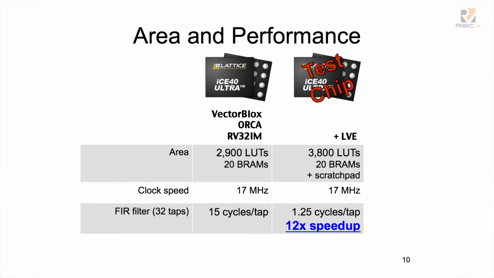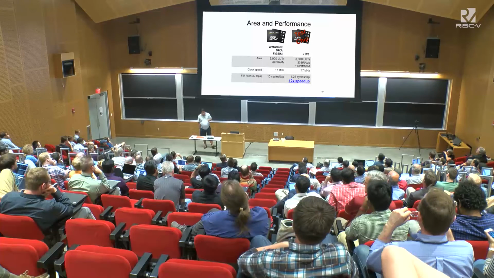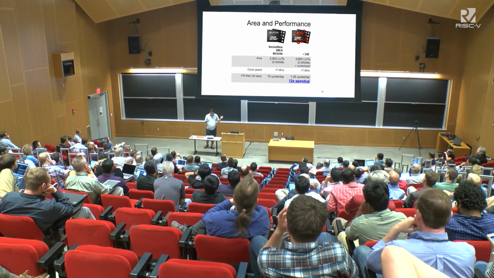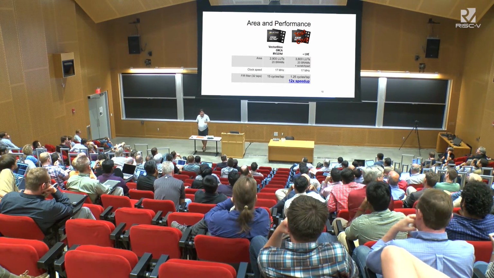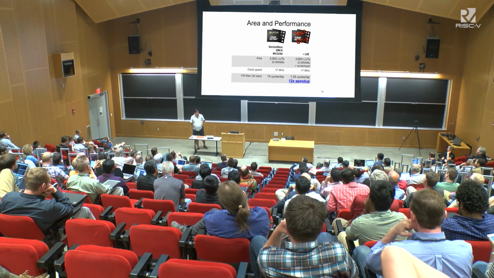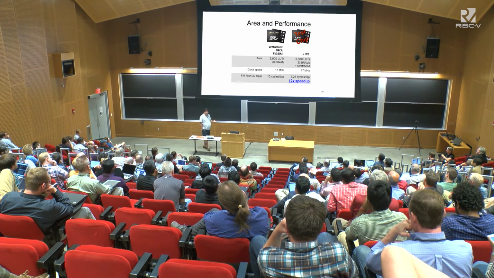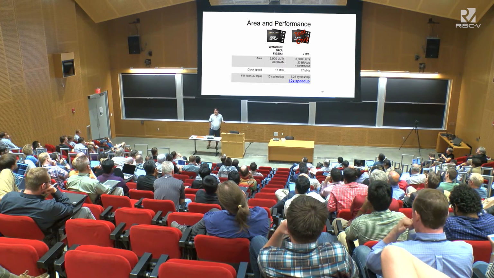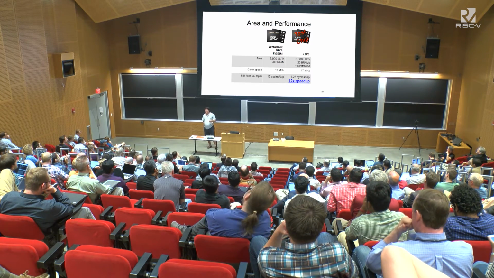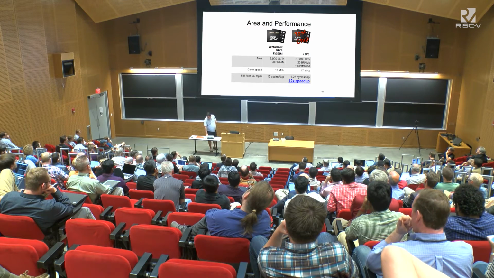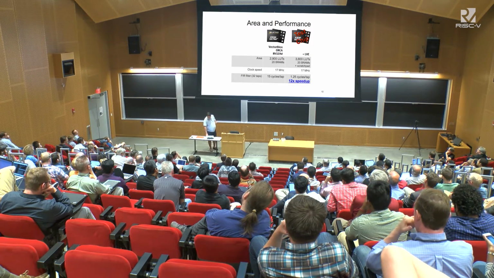Compared to the base scalar processor, ORCA, we've added 900 lookup tables. We went up from 2,900 to 3,800. We're using the same number of block RAMs for instruction and for data. And we've added some extra RAM in there for the scratch pad. And that's parameterized, so it's as big as you want it to be. In both cases, the clock cycle on the chip is about 17 megahertz. And we implemented a 32-tap FIR filter. It takes 15 cycles per tap on the original RISC-V. We get that down to 1.25 cycles per tap with our vector instructions. So that's a speedup of 12x for 900 lookup tables.